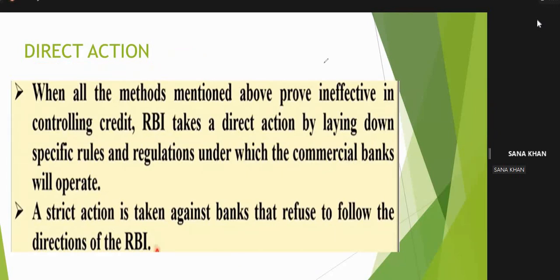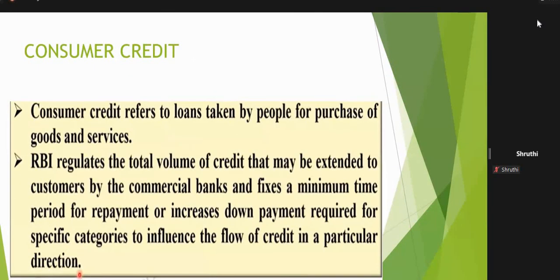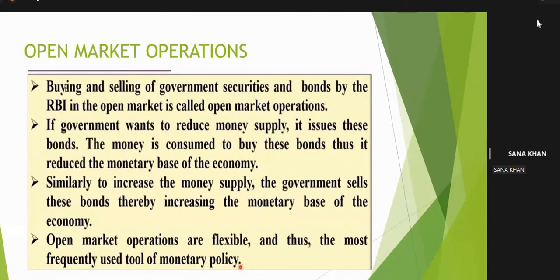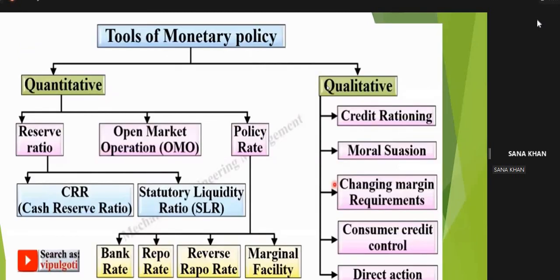Am I clear? I hope I am clear. I made it clear. Yes, ma'am. Any doubt in this, both quantitative and qualitative? No, ma'am. Clear. Thank you so much for giving me a little extra time. Thank you so much. Thank you, everybody.